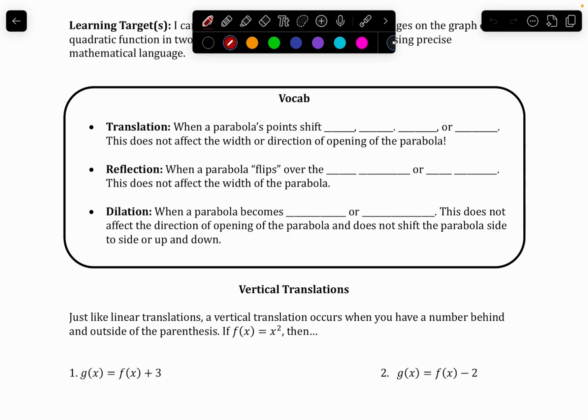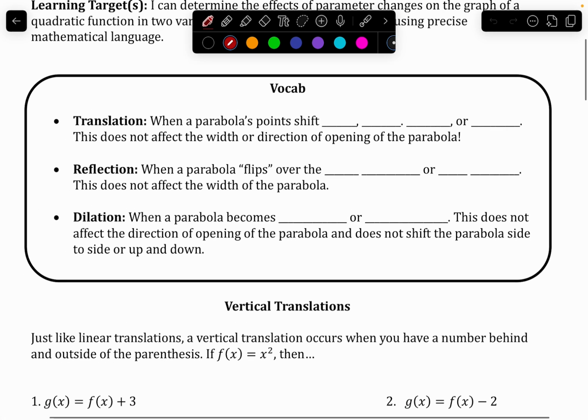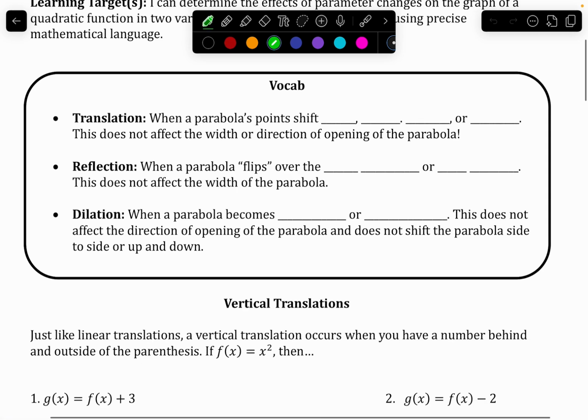Okay, so as a reminder, a translation is when your graph shifts up, down, left, or right. Because we're doing quadratic transformations, I specified a parabola, but this is where you go up, down, left, or right. When you translate a line or a parabola, it does not affect how wide your parabola is, and it does not change the direction of opening for your parabola.